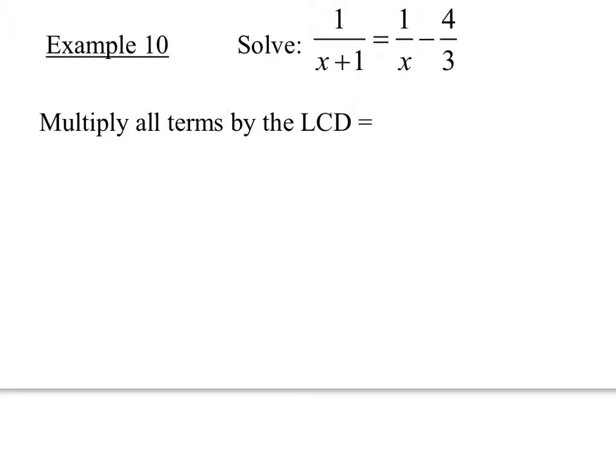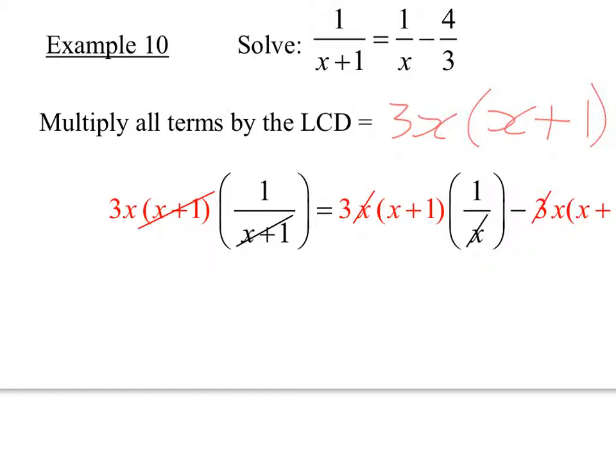So in order to solve this equation, we've got to multiply each term in the equation by the lowest common denominator. And in this example, the lowest common denominator is 3x times x plus 1. Now look what happens when we do that. When we multiply each term by 3x times x plus 1, what we get is something that looks like this.